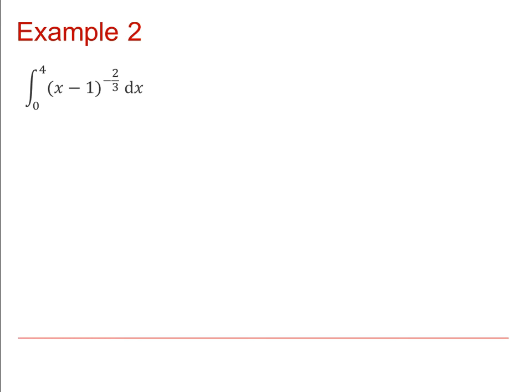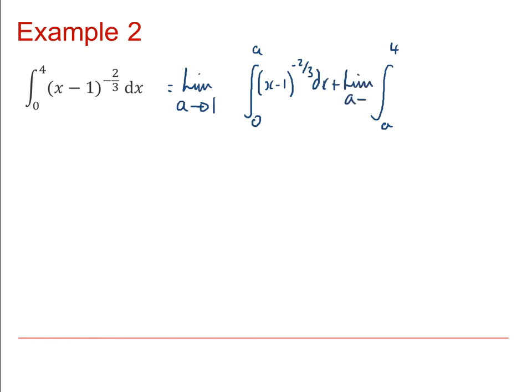So splitting this integral into two parts, one going from 0 up to a and the other one from a up to 4, we're looking at the limit as a approaches 1 for (x minus 1) to the power negative 2 over 3 dx, plus the limit as a approaches 1 of (x minus 1) to the negative 2 over 3 dx evaluated from a up to 4. So splitting it at that problem value, a equal to 1.